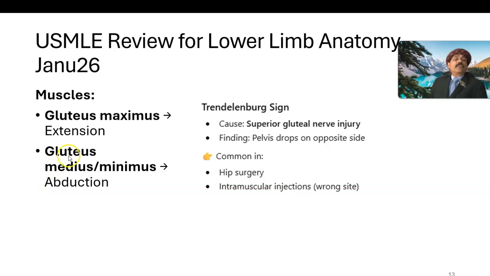Okay, muscles: gluteus maximus, chief extensor of the hip joint; gluteus medius and minimus, abduction of the hip joint. Trendelenburg sign is caused by superior gluteal nerve injury, with the finding of pelvic drop on the opposite side. It is common in hip surgery, and with intramuscular injection in the wrong site. So we may have damage to the superior gluteal nerve that will lead to non-function of gluteus medius, gluteus minimus, and also tensor fascia lata. But Trendelenburg sign is mostly related to gluteus medius non-function.